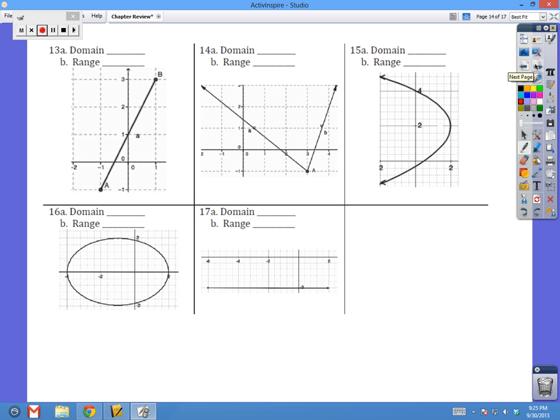Okay, domain and range. So 13. The X axis is the domain and the Y axis is the range. So on the X number line, let's say, this is kind of small and you can't see, but let's say for argument's sake, let's say B is circled but left empty, and let's say A is circled and filled in.